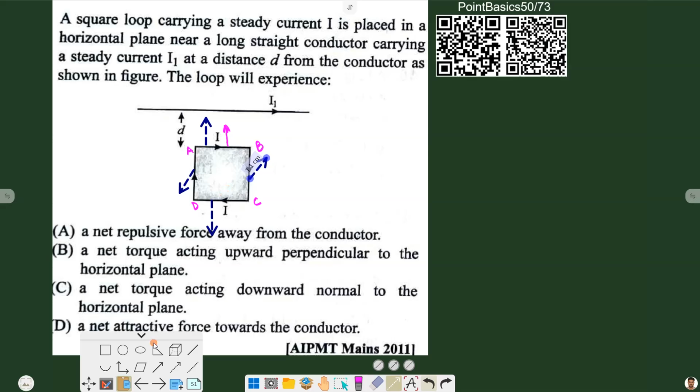So the answer for this question is the net attractive force towards the conductor. Option D will be the right answer here. Moving to the next one.